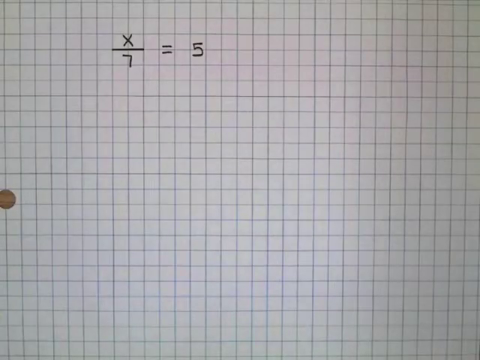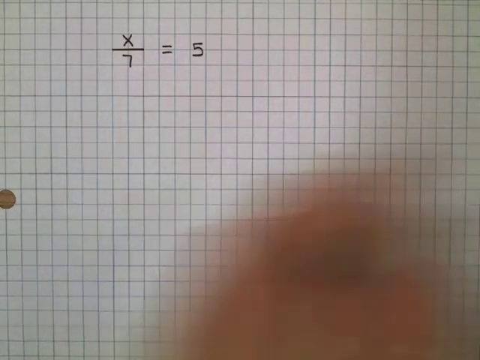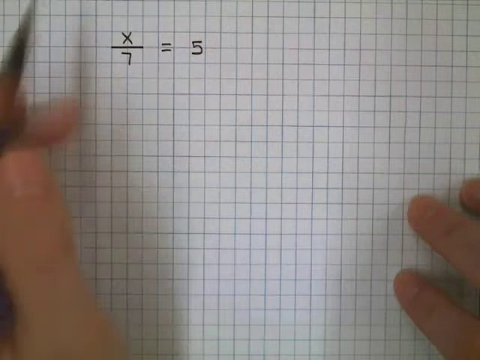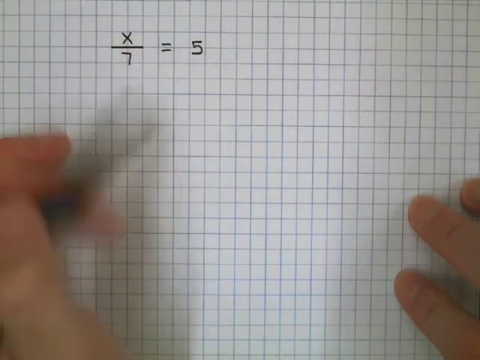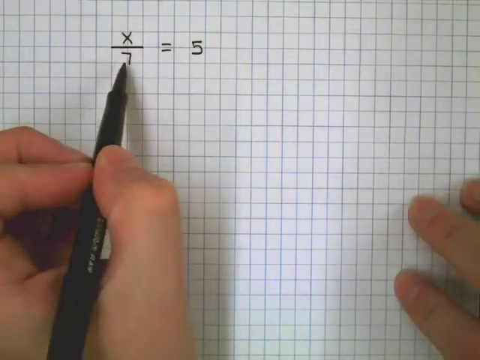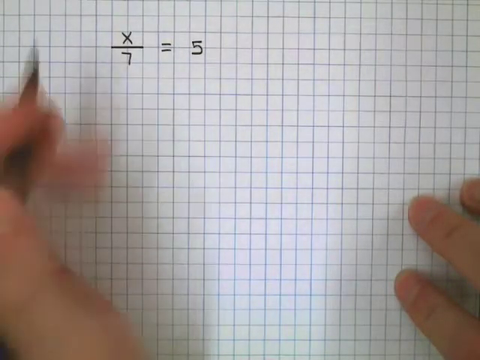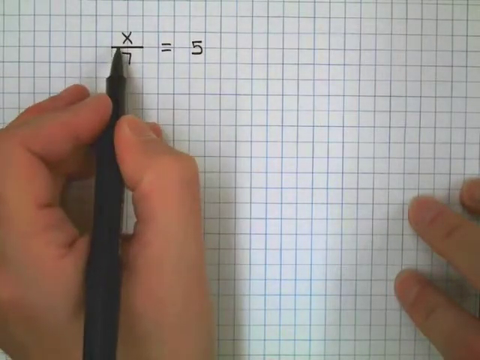Lesson 2-8, Example 1. Our objective here is to learn to solve whole number division equations. So let's take a look at this one right here. We have x divided by 7 equaling 5. And you might think that this looks like a fraction, and it could be thought of that way, but this line right here also means division.